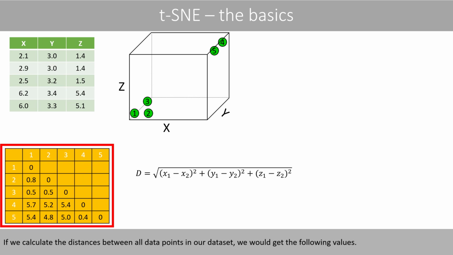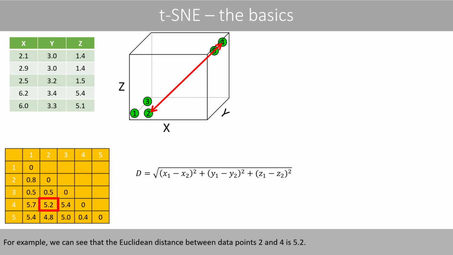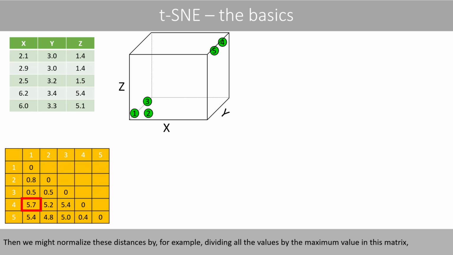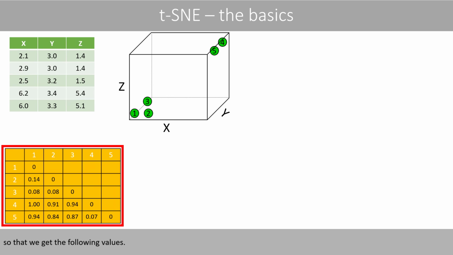If we calculate the distances between all data points in our dataset, we would get the following values. For example, we can see that the Euclidean distance between data points 2 and 4 is 5.2. Then we might normalize these distances by, for example, dividing all the values by the maximum value in this matrix, so that we get the following values.